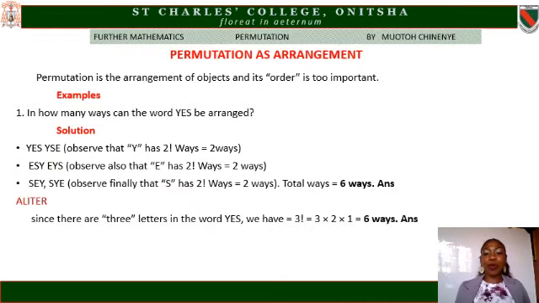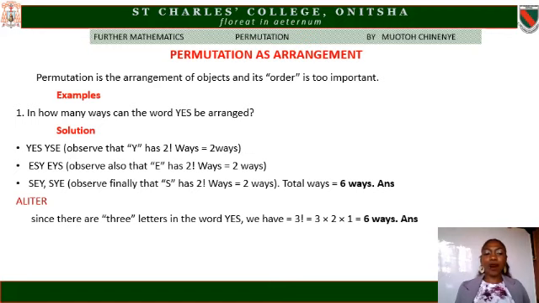Now let's go to the topic proper, permutation as arrangement. Permutation is simply arrangement, and its order of arrangement is very, very important. Examples. Number 1, in how many ways can the word yes, Y-E-S, be arranged?